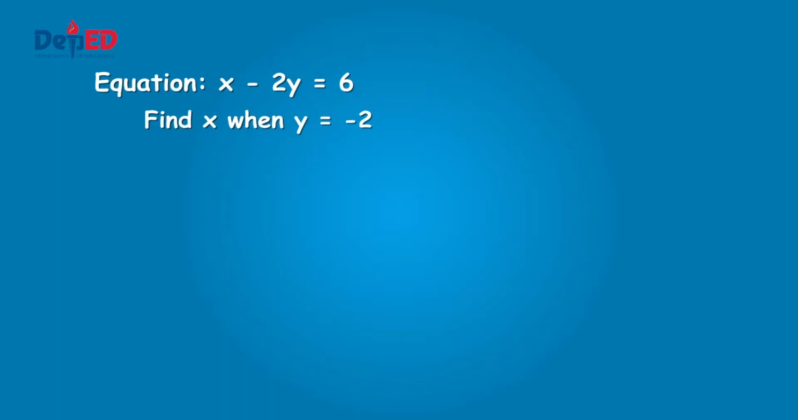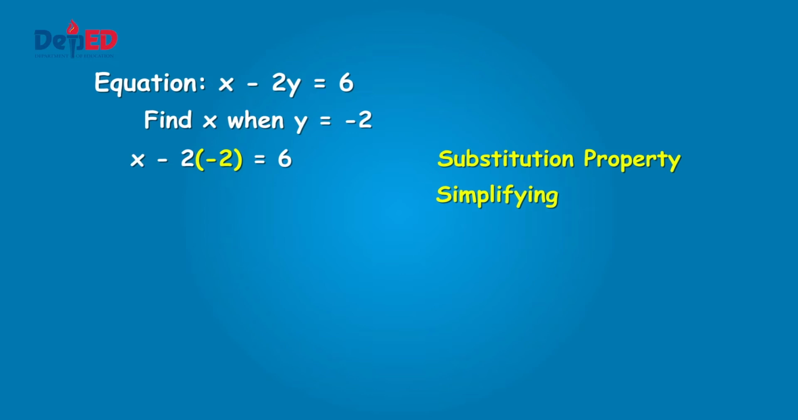How about the value of x when y is equal to negative 2? By the substitution property again, the equation that we will have, x minus 2y equals 6, becomes x minus 2 times negative 2 equals 6. By simplifying, this gives us x plus 4 equals 6.